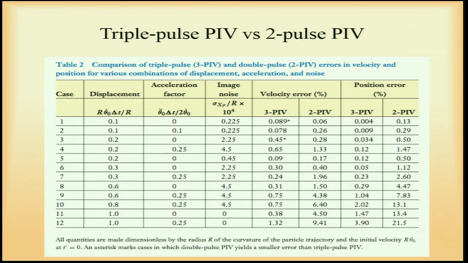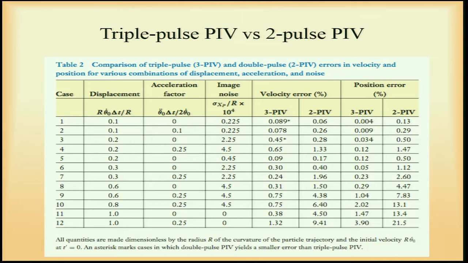Velocity accuracy, this would be kind of the typical PIV, no acceleration, two pulses with the small displacement. And actually, you see in that case, with a noisy image, the two pulse actually is slightly better than three pulse. But then, with a few exceptions where they're about equal, in general, the three pulse is more accurate and sometimes considerably more accurate. Okay.